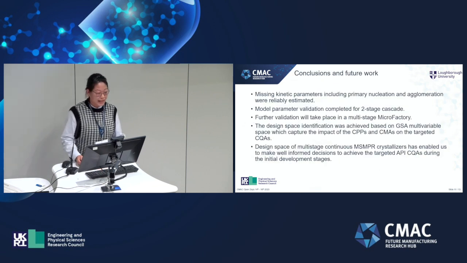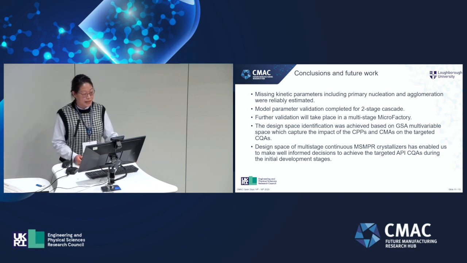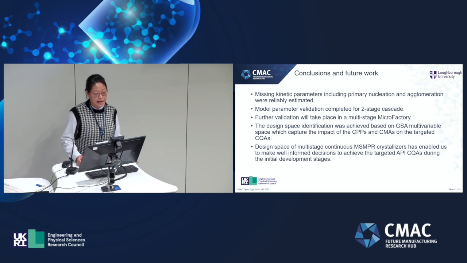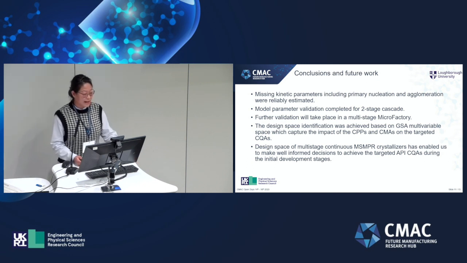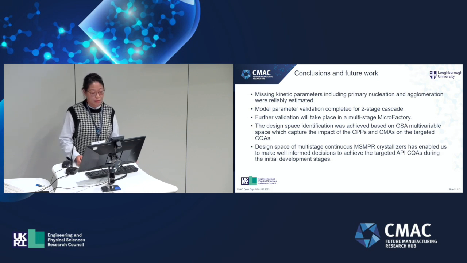And finally, to conclude this work, the missing kinetics parameters, including the primary nucleation and agglomeration, were reliably estimated. We also completed the model parameter validation for the two-stage cascade run. Future validation will take place in the multi-stage microfactory. And future optimization under the presence of agglomeration will be performed to obtain sustainable and consistent product attributes.